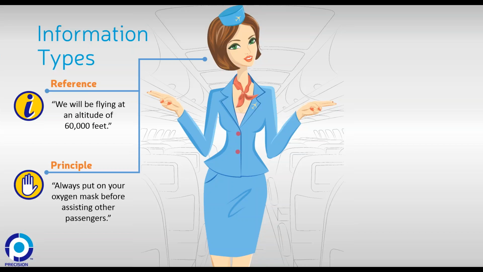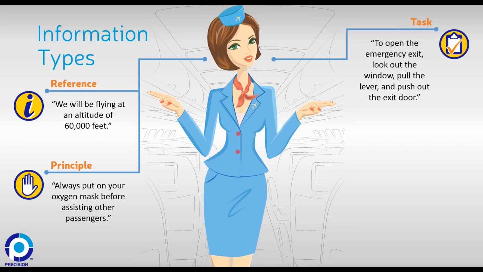So this is to inform as to what to do or what not to do. Then of course we have a task for opening an emergency exit. Look out the window to ensure there are no hazards, and then pull the lever and push out the exit door.